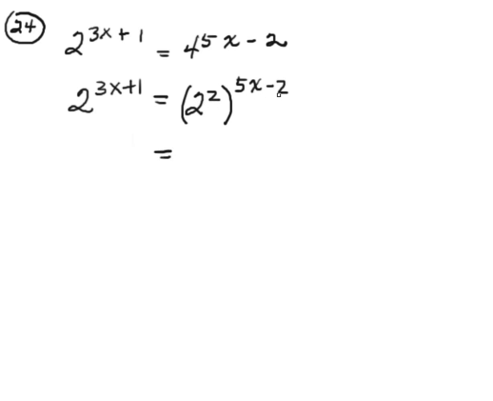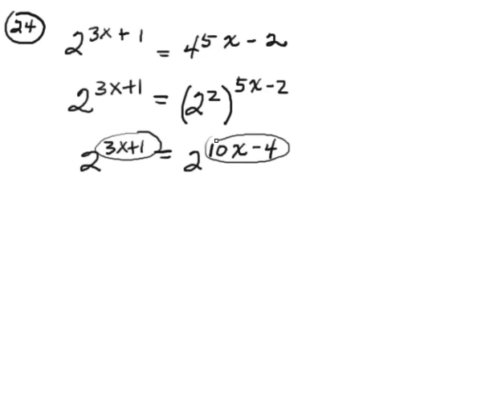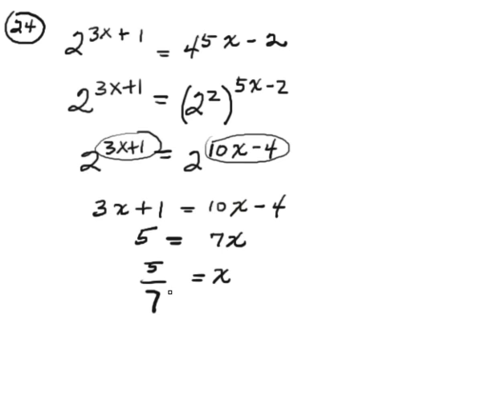And now let's just multiply exponents here. So we have 2 to the 10x minus 4. All right, and now just match exponents, and we have a simple linear equation. Okay, we'll subtract 3x from both sides, add 4 to both sides, 7x equal 5, and divide by 7. And x is equal to 5 over 7.